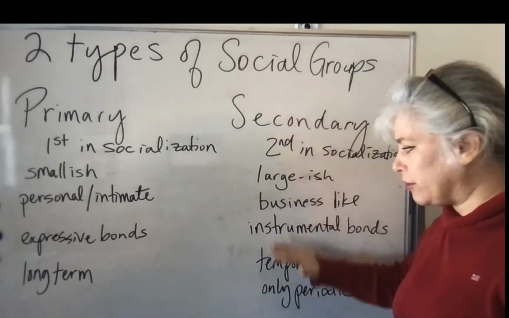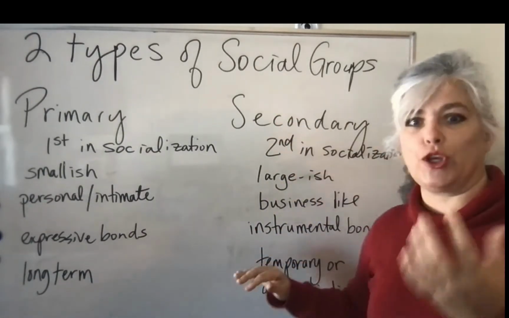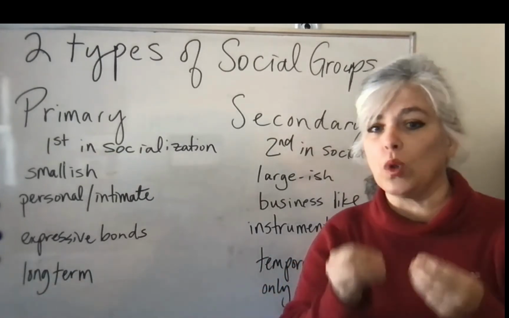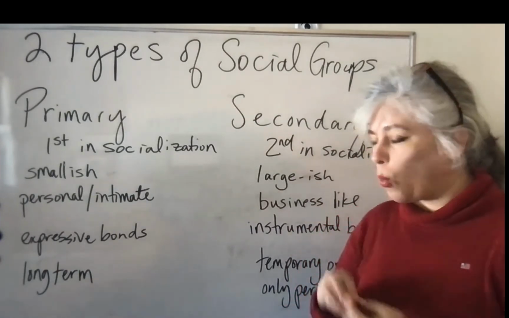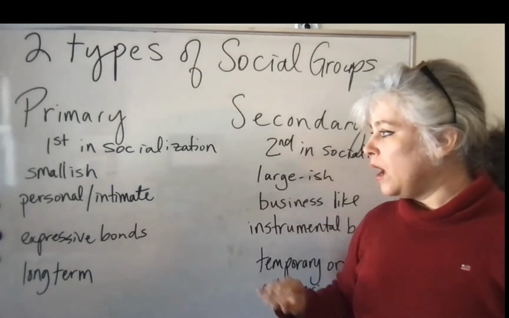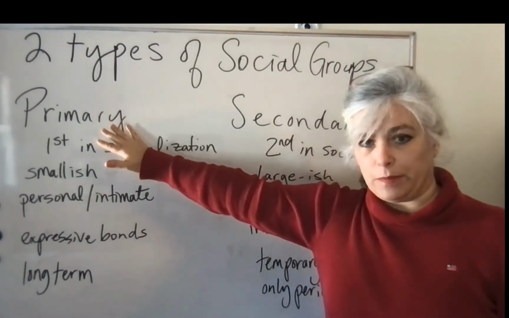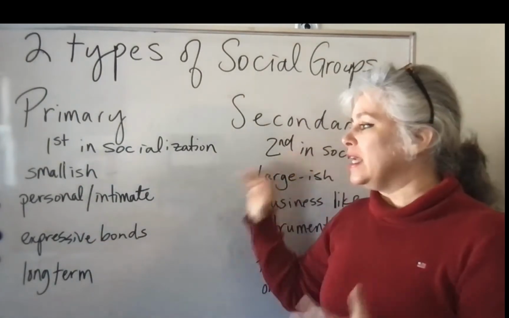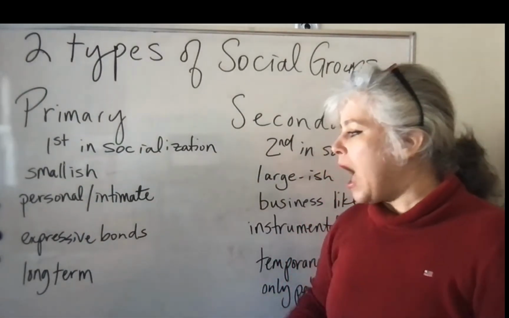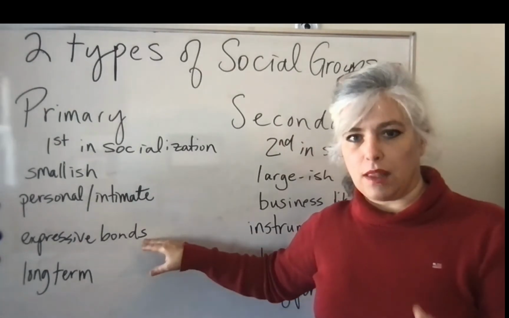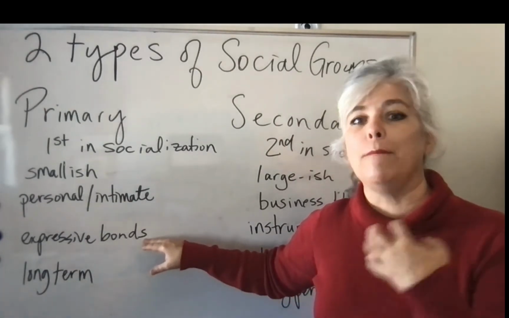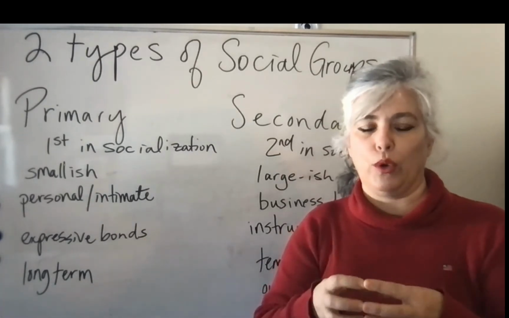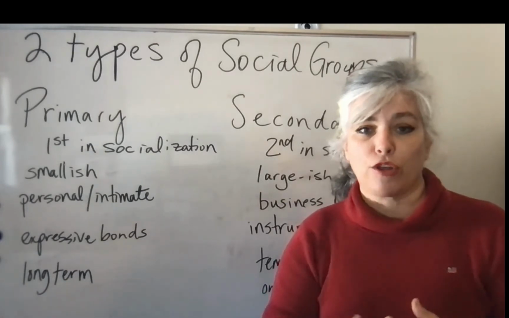So this is a secondary group. Instrumental bonds: make sure you write down the definition of that in your notes. I haven't written it on the board for you here, but it's a goal-oriented bond where you're working towards some kind of goal, and that's different than the primary groups over here. So in your primary groups, it's smallish, and the kind of communication that you have is personal and intimate usually, and the bonds that we have are not goal-oriented. The bonds in a primary group are emotionally oriented. They are linked through love, through mutual respect, through kinship.